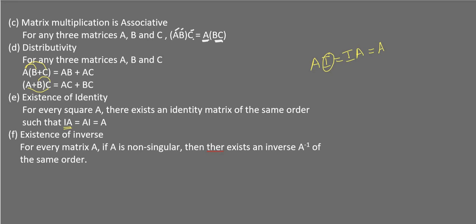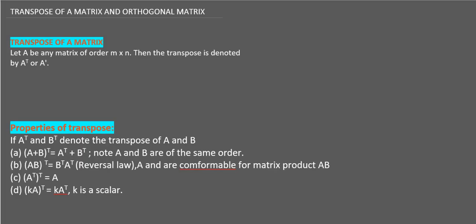Existence of inverse. The identity matrix must be of the same order as A. An inverse exists if A is a non-singular matrix. Non-singular means the determinant is not equal to 0. Only if the determinant is not equal to 0 do we say there exists an inverse, which is denoted by A inverse, and is of the same order as the given matrix A.